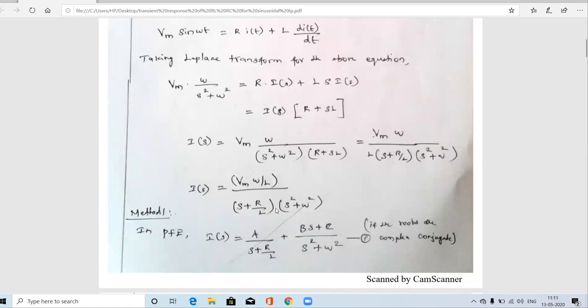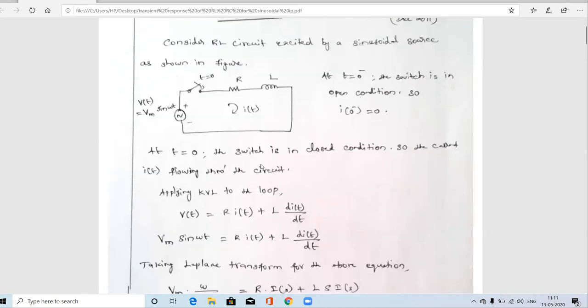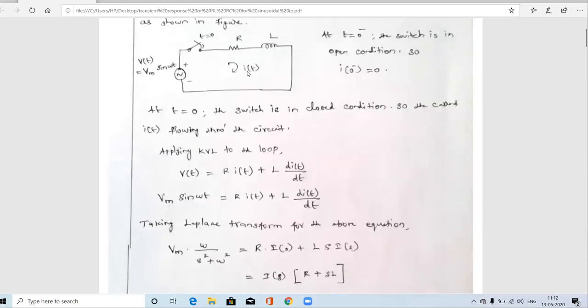This is the same procedure for everything, just as we discussed for the unit step input and the impulse input. Here only the input varies, and the remaining steps are the same. The initial current is 0, and we apply a sinusoidal voltage. At time t equal to 0 the switch is closed, so a current i of t flows in the circuit. So we have to apply KVL for this circuit.